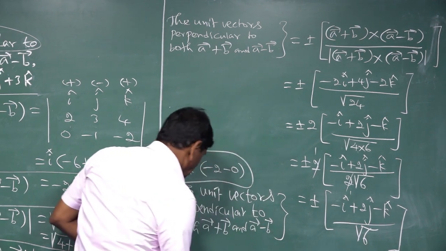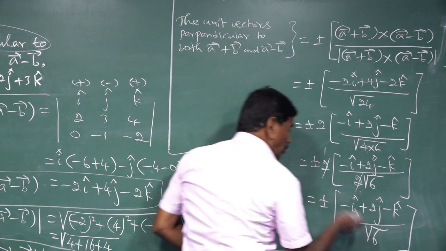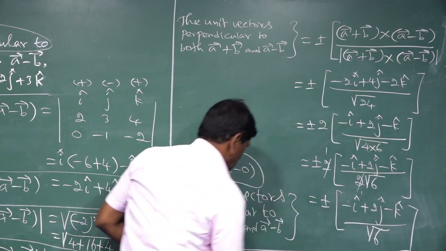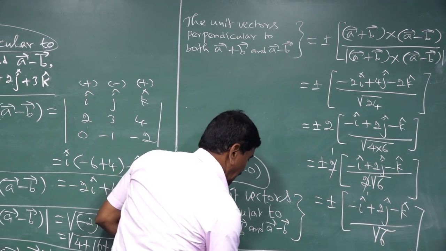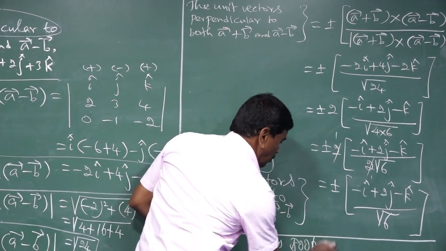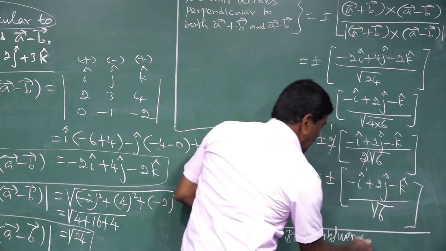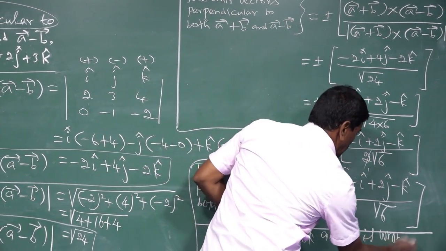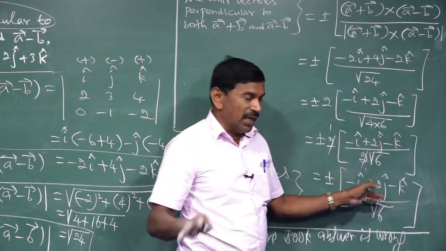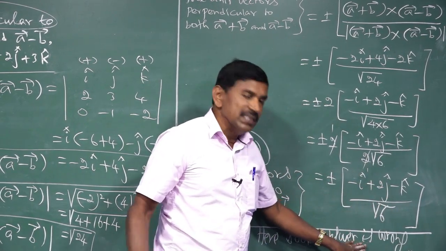Okay, the sum is completed, but in this question the book answer is wrong. Here the book answer is wrong. See, our answer is correct and the book's answer is wrong.